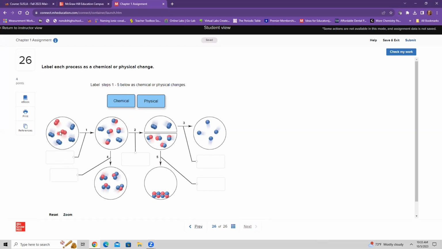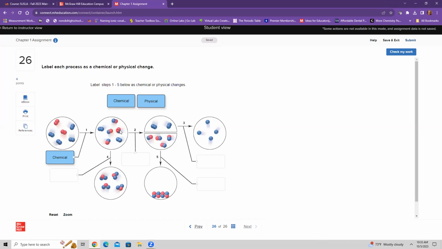Okay, so looking at this one, you've got all blue and some red. Okay, so this is a physical change. Actually, no. This one's a chemical change because even though you have some leftovers, you formed a compound. You see that?